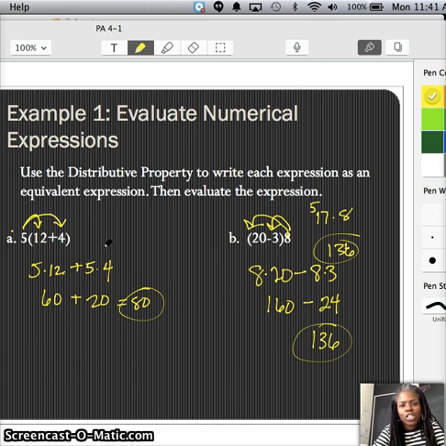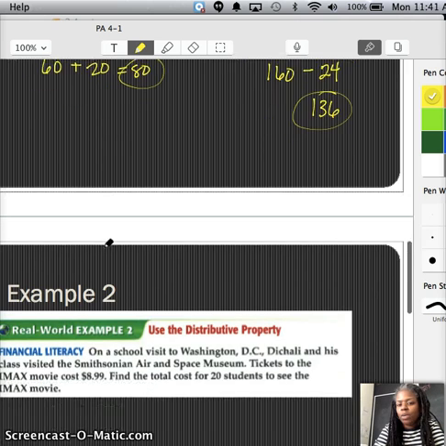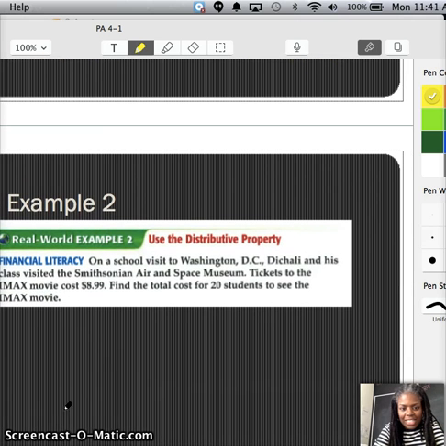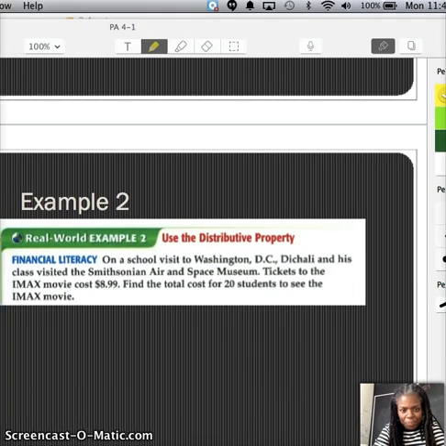All right, so the distributive property is going to be demonstrated in places where we don't necessarily have to use it, but we do it anyway just to practice the skill. Let's take a look at this next example here.